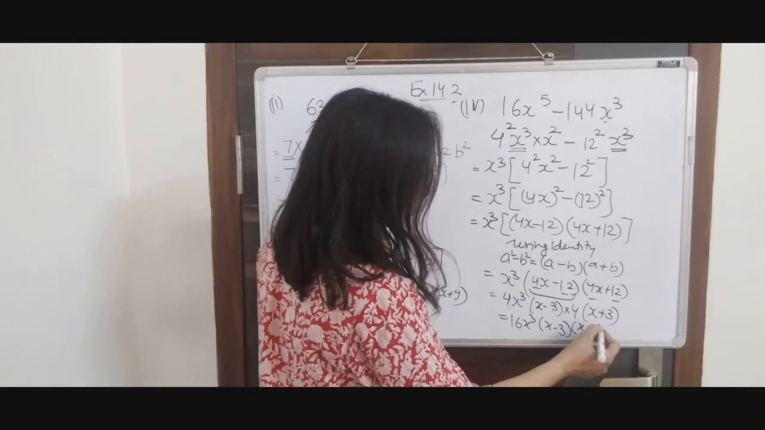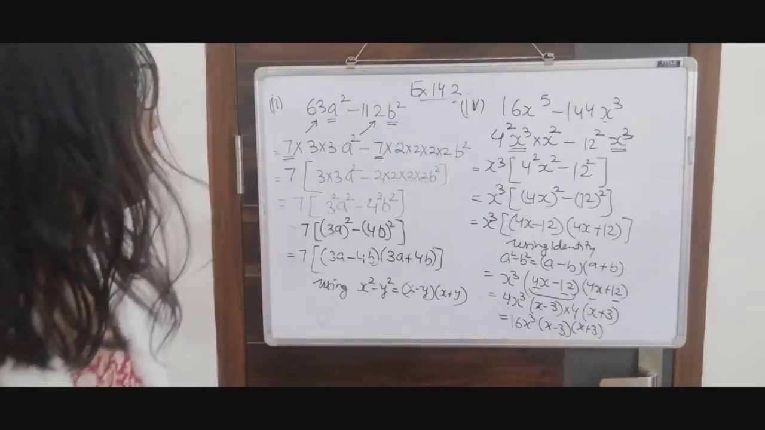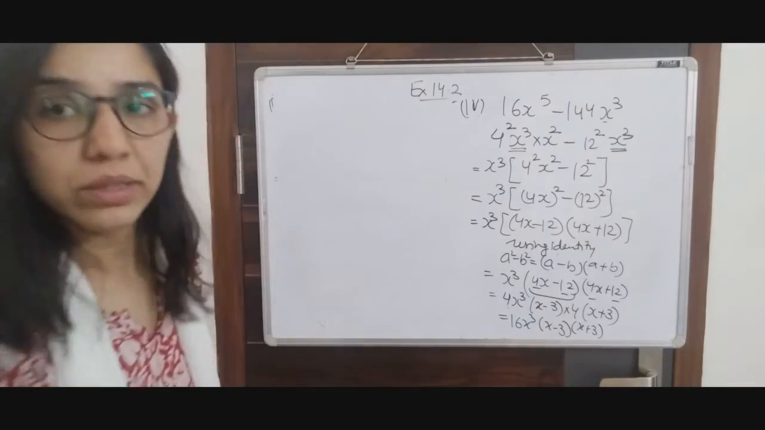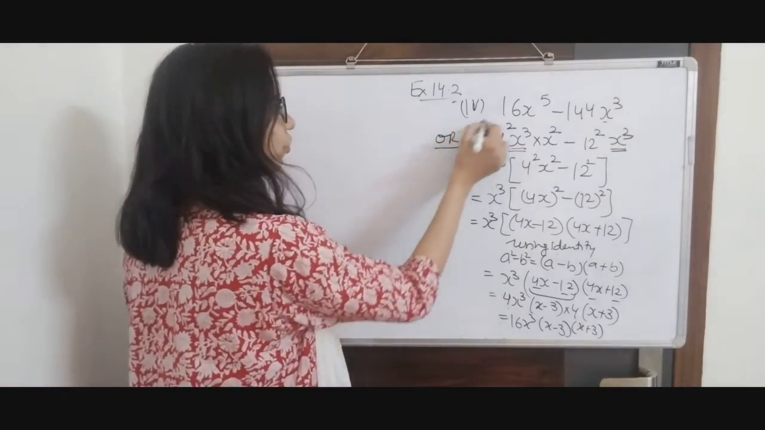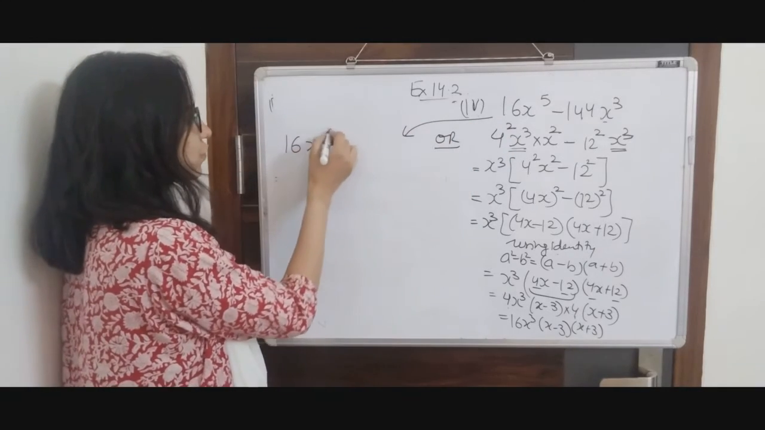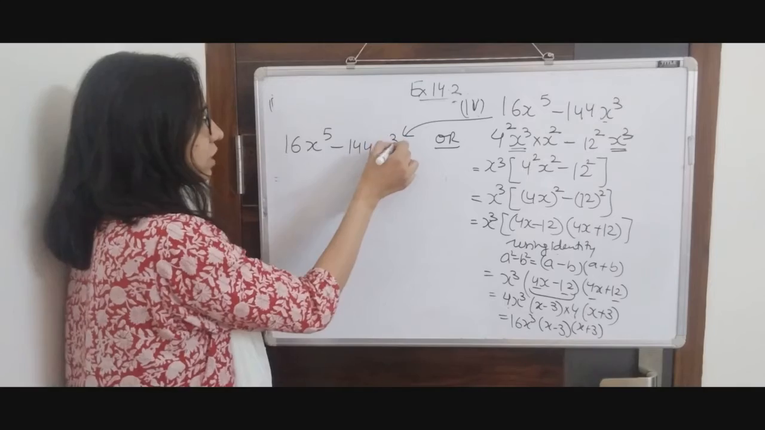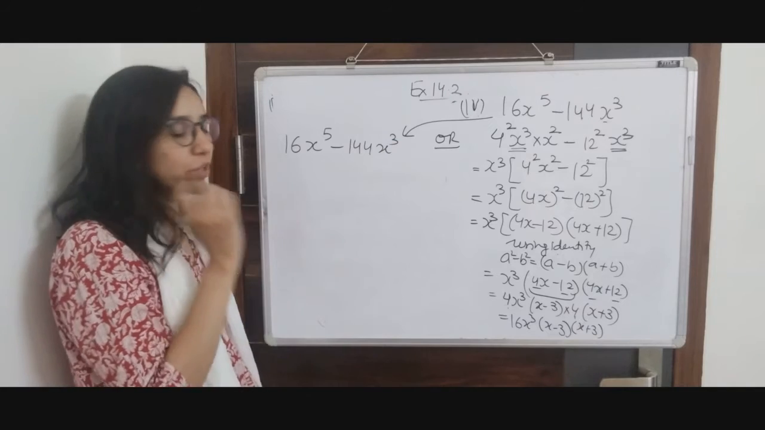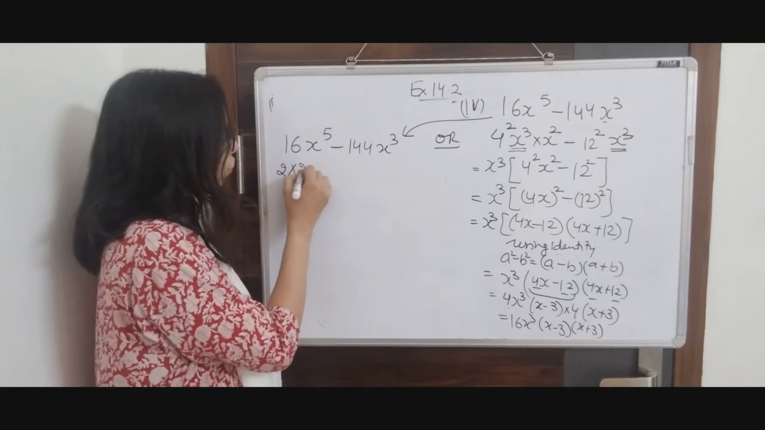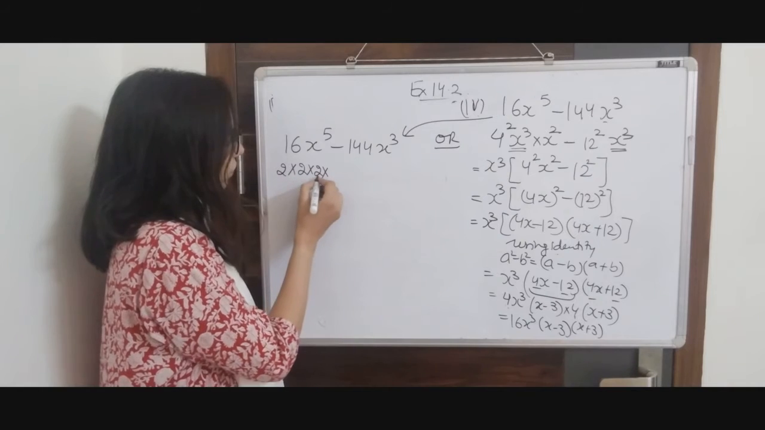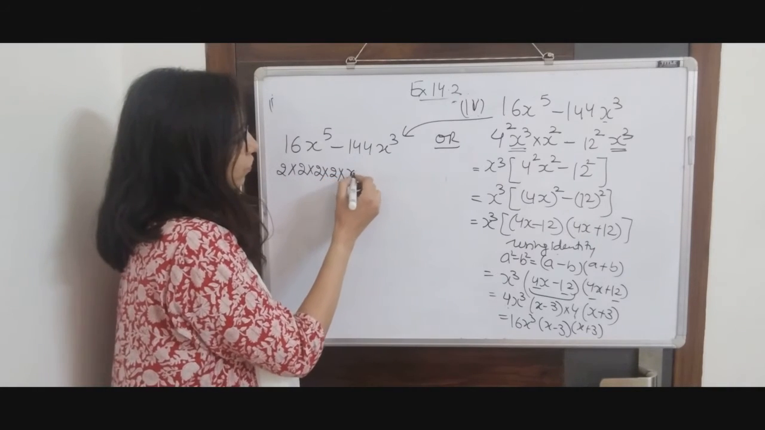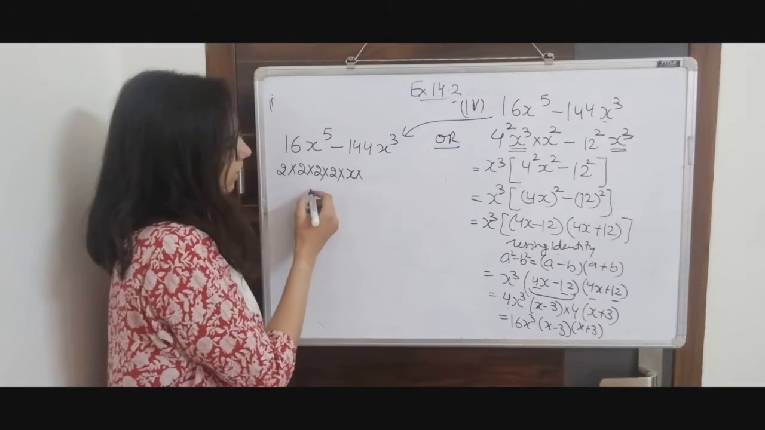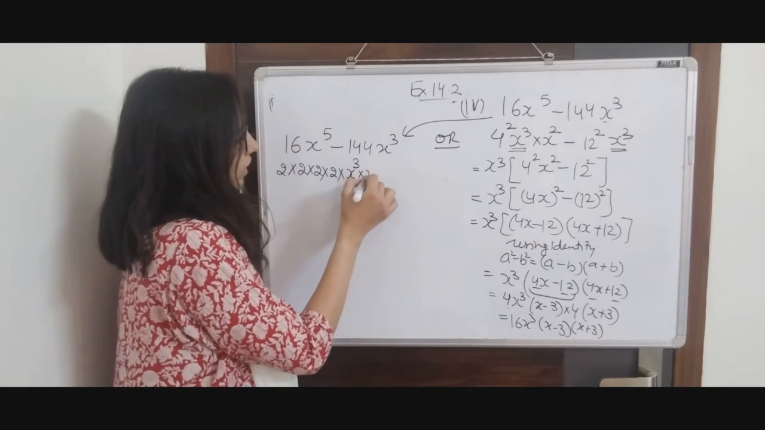There is another method of doing it which we should have used, and it is the more efficient one. Let us use this question like this: 16x^5 minus 144x^3. What will we do? We will first find out the common factors like we used to do in regrouping. So it is 2 into 2 into 2 into 2 and then x^5, which you can write as x^3 into x^2. We are writing x^3 into x square.